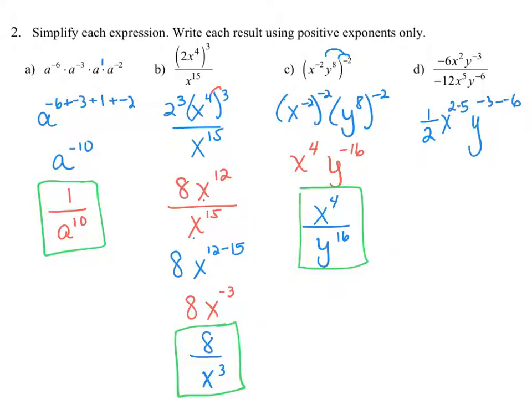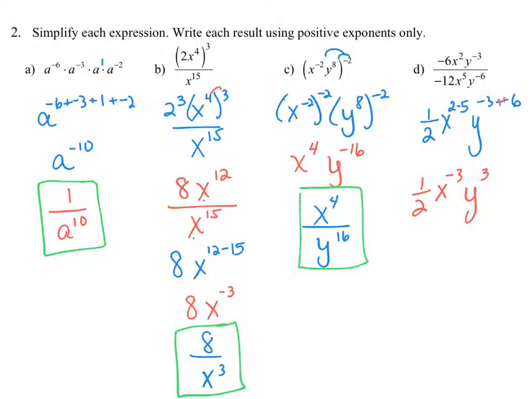Now when we simplify those exponents, we have 1/2, and x to the power of 2 minus 5 would be x to the negative 3 power. And y to the negative 3 minus a negative 6, that minus a negative becomes a positive, so it's y to the positive 3 power.